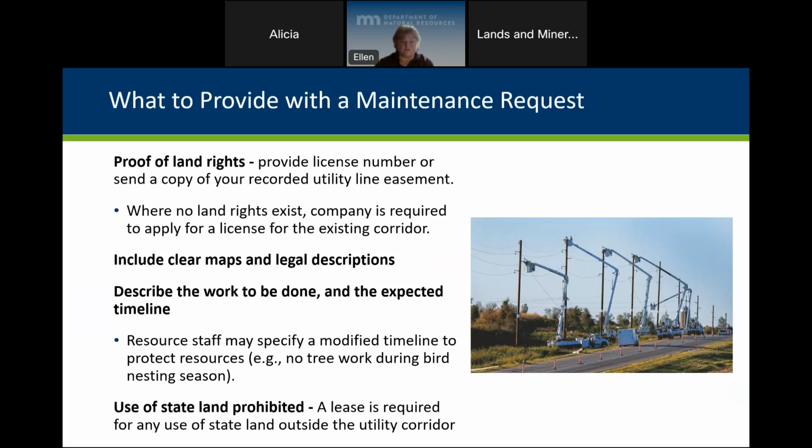Use of state land is prohibited. A lease is required for any use of state land outside the utility corridor.